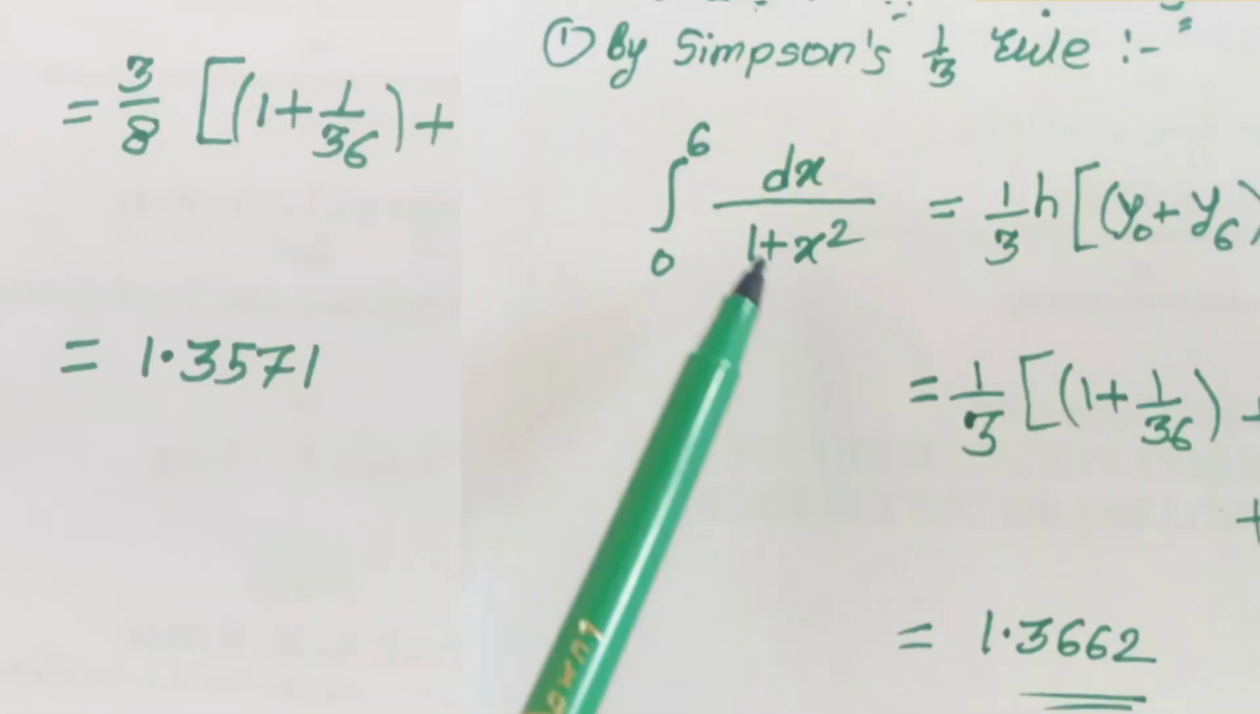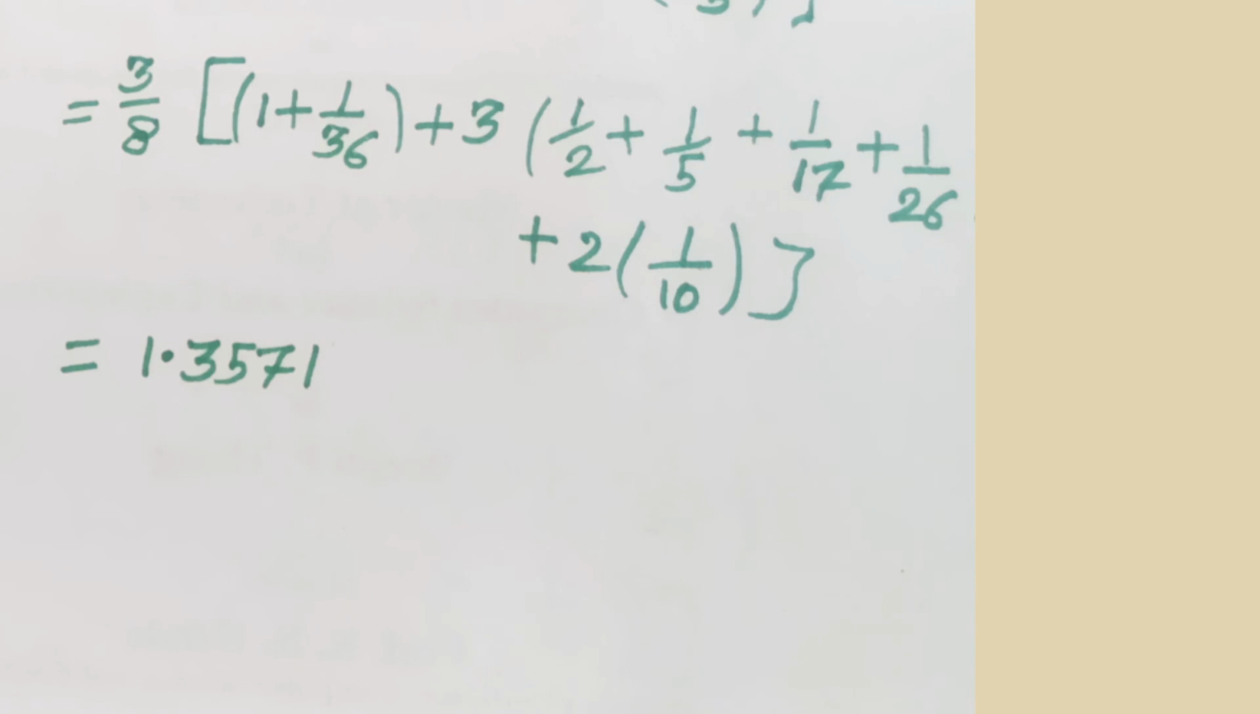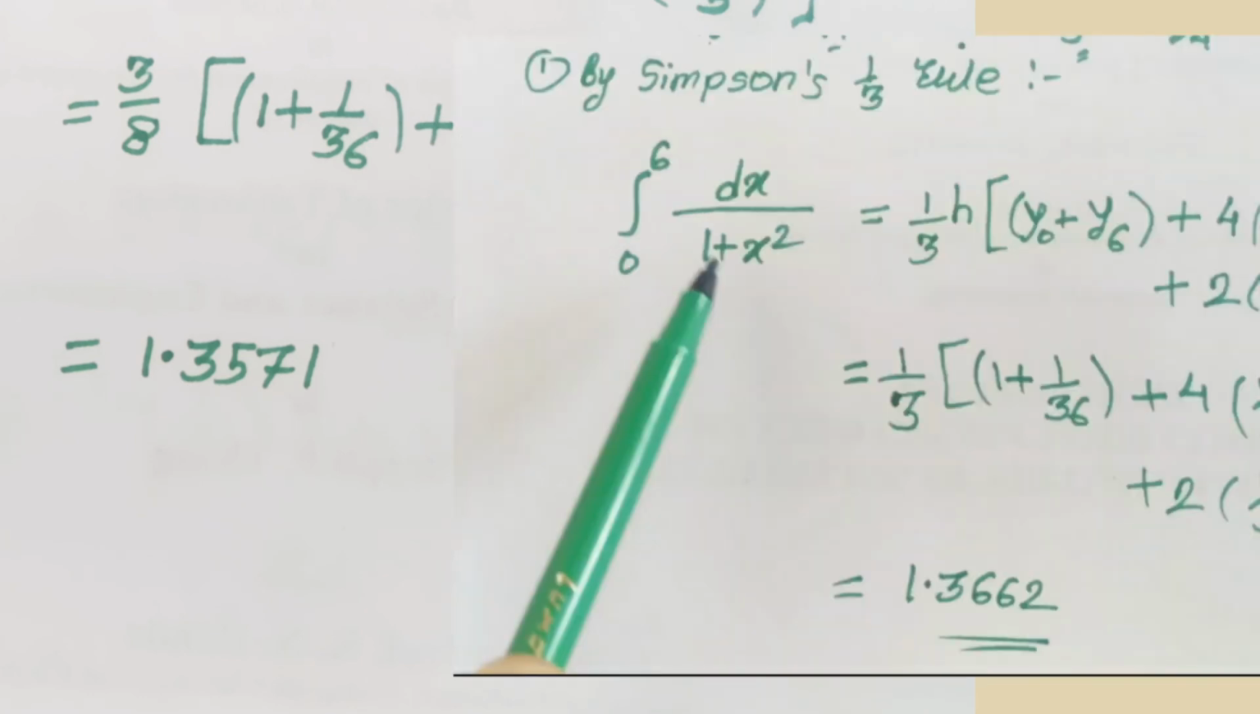See the difference between the answers. The Simpson's 1/3 rule answer is 1.3662 and the Simpson's 3 by 8 rule answer is 1.3571. Why does this difference happen? Because there is an error term, or we can say both rules are giving approximate answers. That's why the approximation is a little bit different in both. Here n is even, that's why we get a more correct answer in Simpson's 1/3 rule, that is 1.3662.